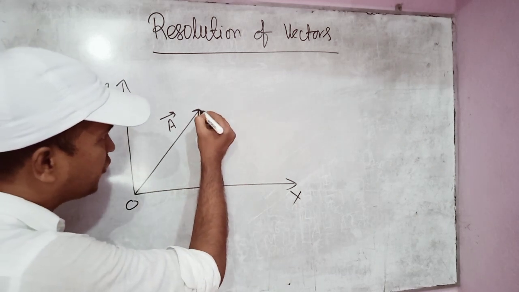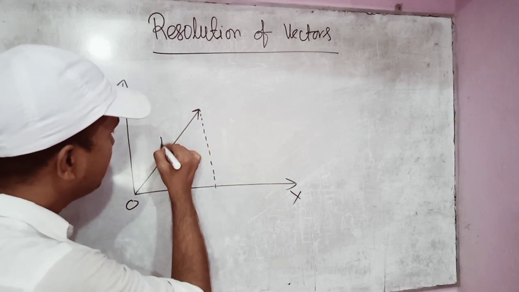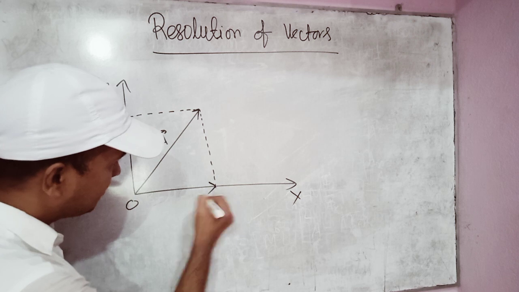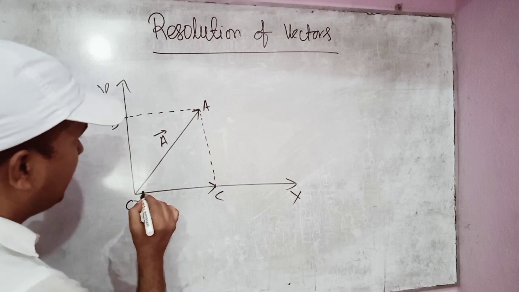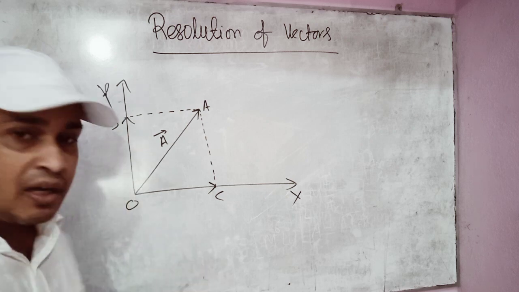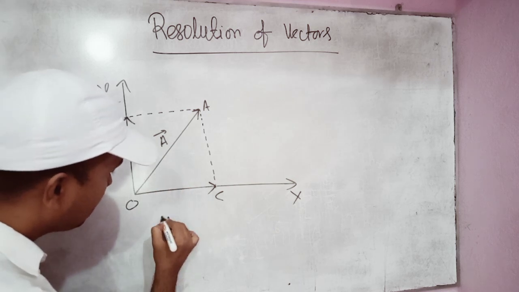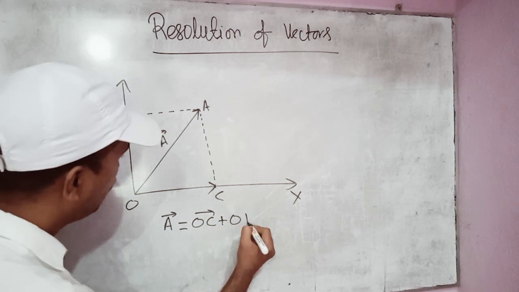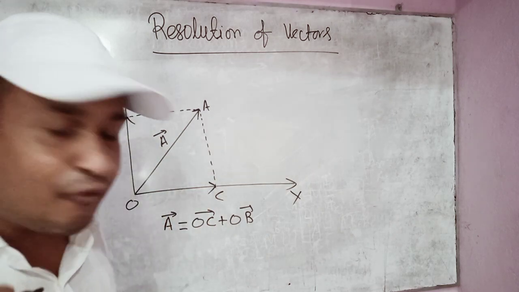From the head of A we draw a perpendicular to the x-axis and similarly we draw a perpendicular on the y-axis. Let this be A, B, C. So from the parallelogram rule of vector addition we can see that vector A is equal to vector OC plus vector OB.